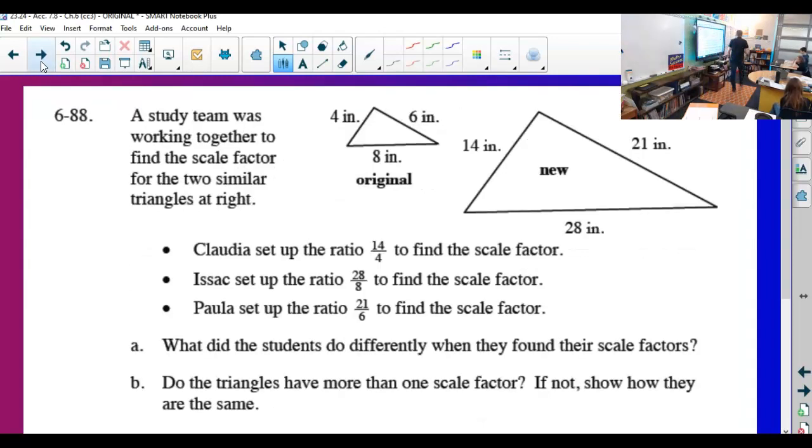So here, we have our study team, let's say like a table full of people, and they're asked to find the scale factor here. And Claudia, Isaac, and Paula don't quite agree with each other, so I want you guys to turn to your teammates and see who you agree with, or are they just arguing for no good reason, which sometimes middle schoolers do.